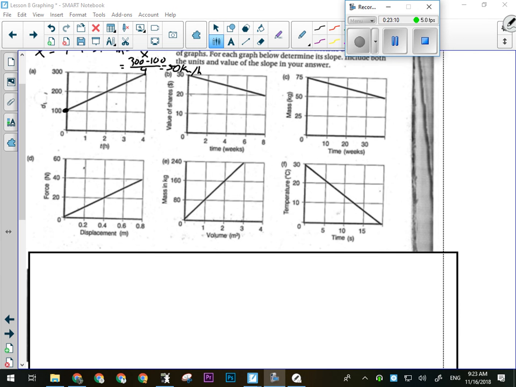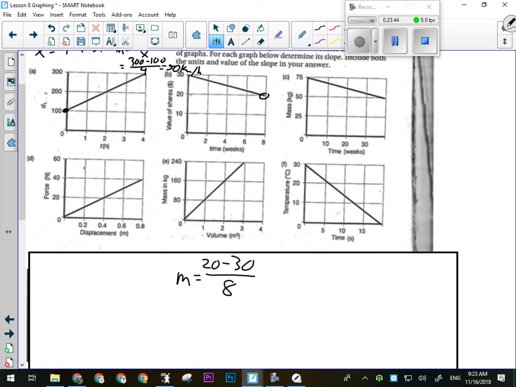Okay, let's have a look at the slopes here for some of these. So if we're looking at B, okay, we've got the time in weeks on the x-axis, and in fact, whenever time is a variable, it's going to go on the x-axis. It's always going to be the manipulated variable. Okay, so time in weeks and value of shares in dollars. All right, so we're going to take our m equals, and the y value I'm going to choose will be 20. Okay, so I'm going to take that point right there. So I'll go 20 minus b. B is actually 30. All right, and then I'm going to divide that by x, which is 8. All right, so I've got negative 10 over 8.